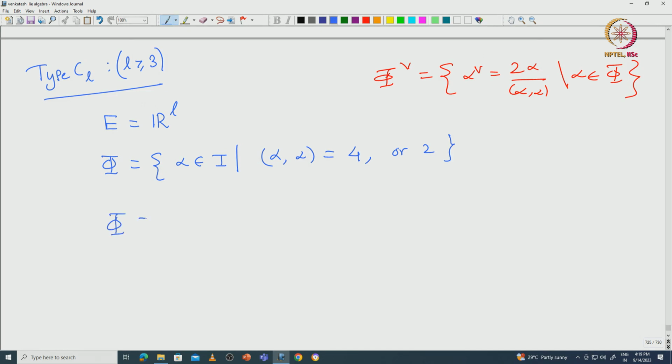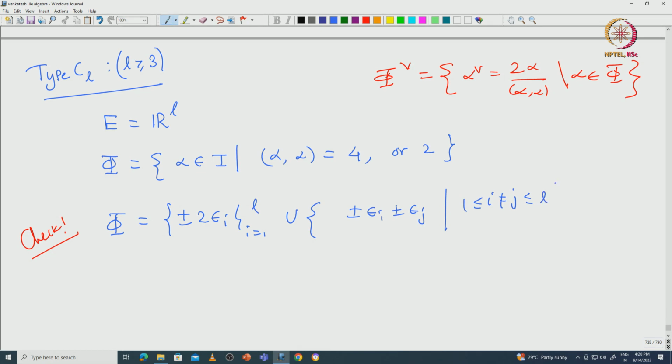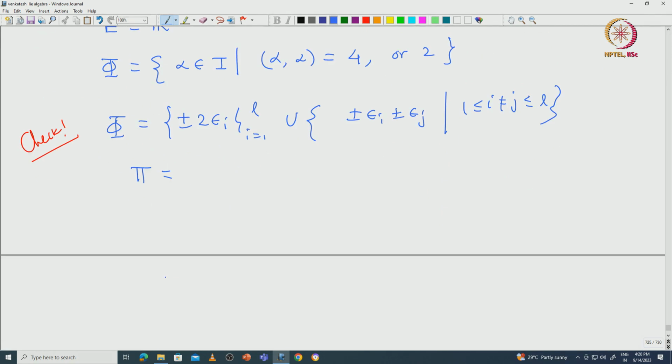So, now you can very explicitly calculate, either from the root system B L or from the definition, you can check that the elements of this root system C L are given as follows. This is exactly plus or minus 2 epsilon I, where I ranges from 1 to L, union plus or minus epsilon I plus or minus epsilon j, where again I is not equal to j, where I and j come from 1 to L. Okay. Again, as before, the base is the dual of the earlier base, which is epsilon 1 minus epsilon 2, etc., epsilon L minus 1 minus epsilon L, and 2 epsilon L. Okay.